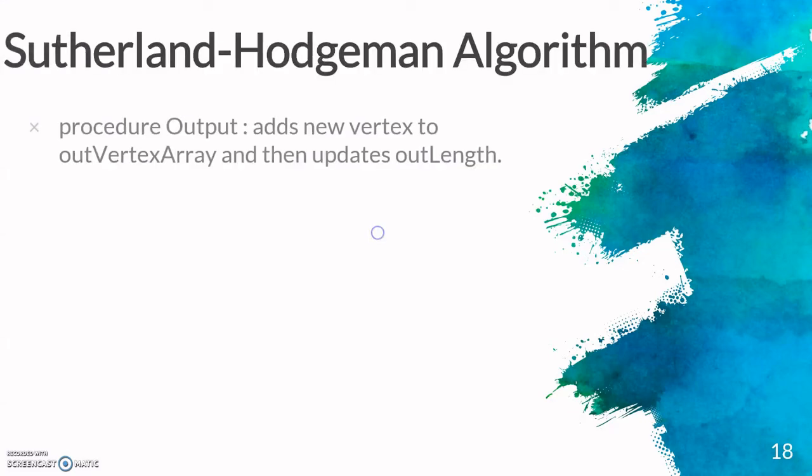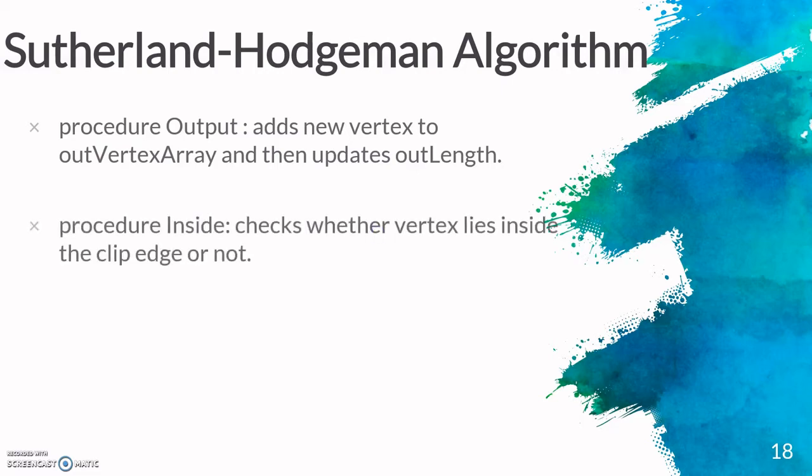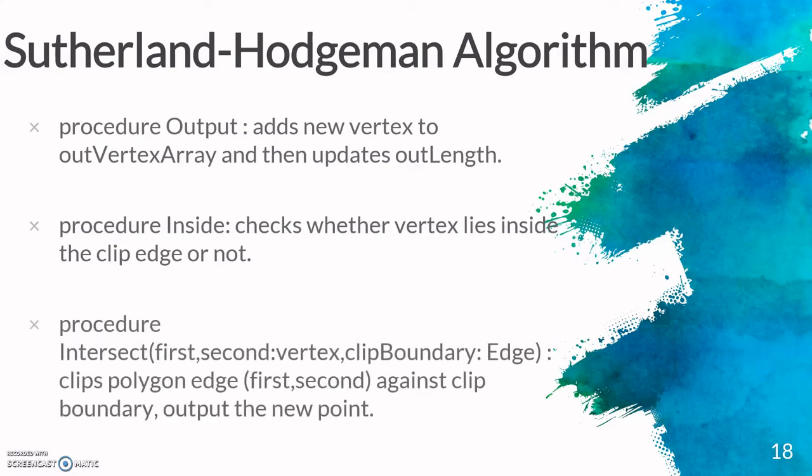Then we have a few procedures which we are using here. First is procedure output, which adds a new vertex to the out vertex array and then updates out length. We have procedure inside, which checks whether a vertex lies inside the clip edge or not. Then procedure intersect with parameters first, second vertex, and clip boundary edge. This clips the polygon edge first, second against the clip boundary and outputs the new point.